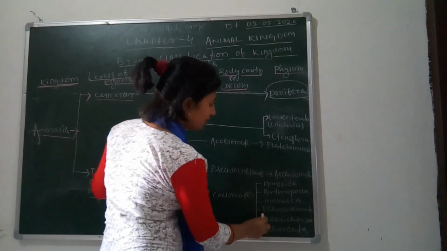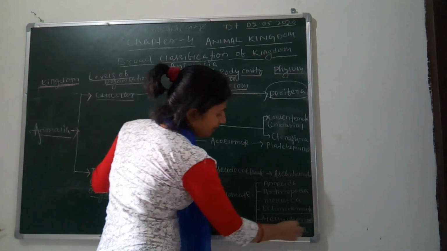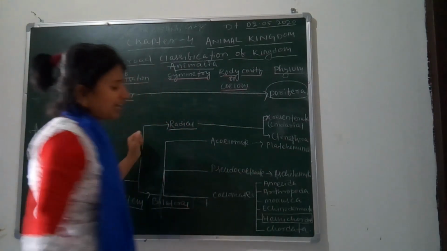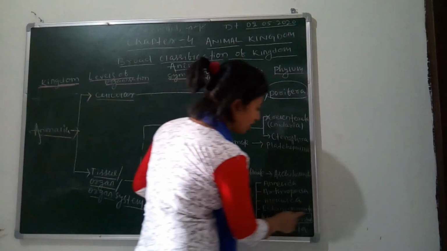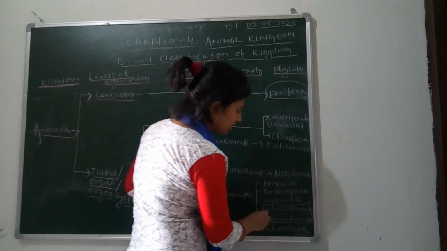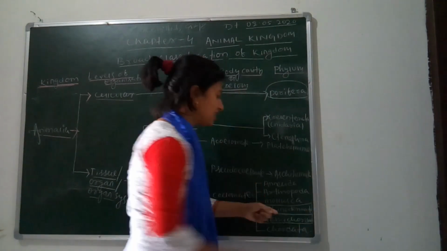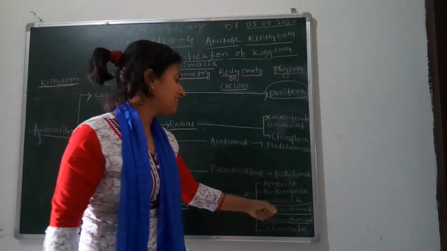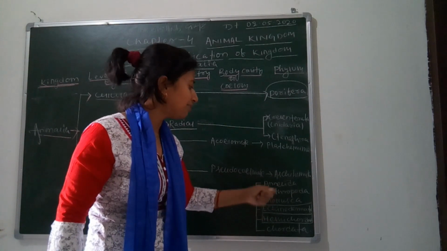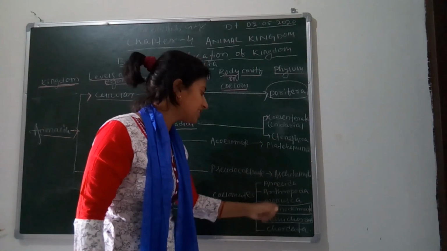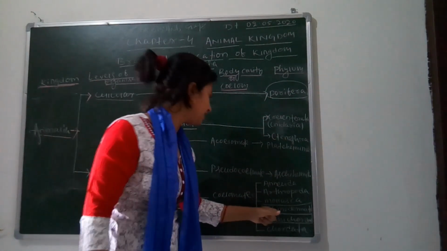Here, some species of Echinodermata show both types of symmetry, bilateral as well as radial. That's why they are removed from this classification system, but still I placed them here for your understanding.